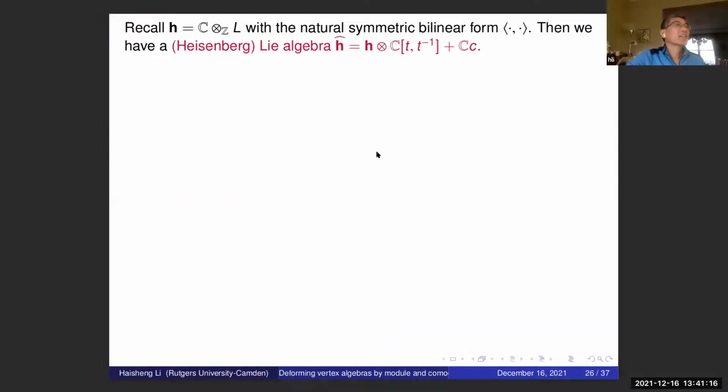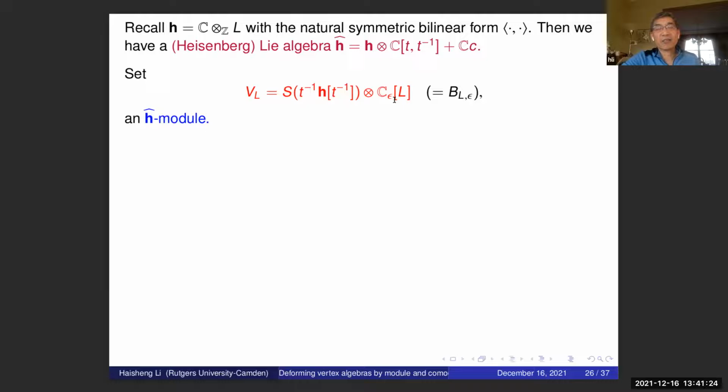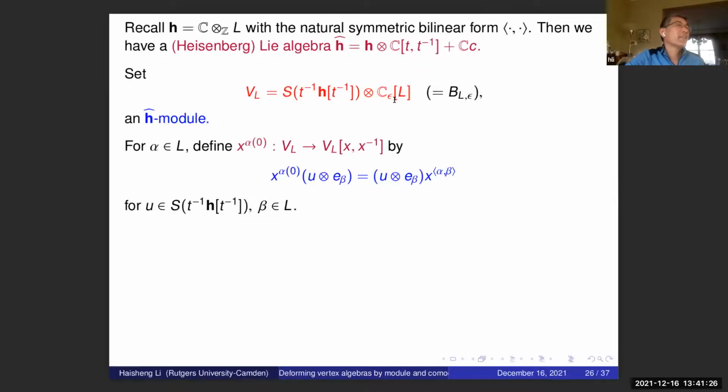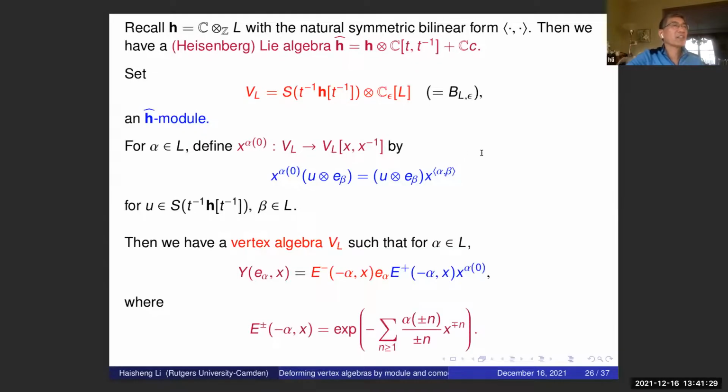Okay, let's go on. For lattice vertex algebra, we know that it is the symmetric algebra tensor this twisted group algebra. Let me just give you the key point for that. For vertex algebra, we all know this. For every lattice element alpha, and E alpha in the twisted group algebra, the corresponding vertex operator expression is this. I want to emphasize we have E minus, E plus, we have E sub alpha left multiplication.